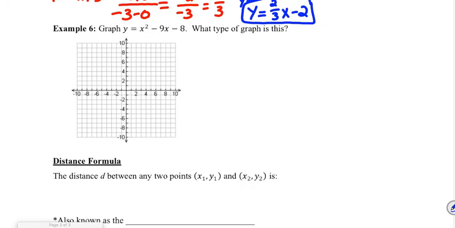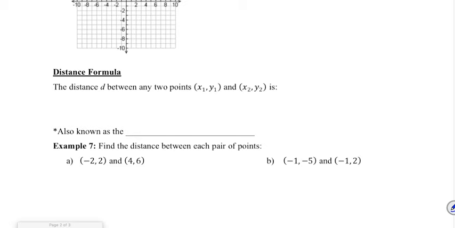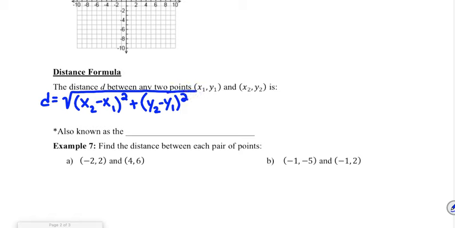All right, we're going to save example number 6 to do together. So jumping down to the distance formula. The distance between any 2 points is the square root of x sub 2 minus x sub 1 quantity squared plus y sub 2 minus y sub 1 quantity squared. This is also known as the Pythagorean theorem.